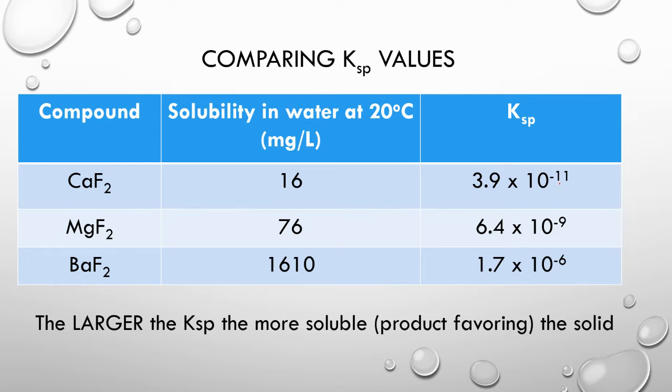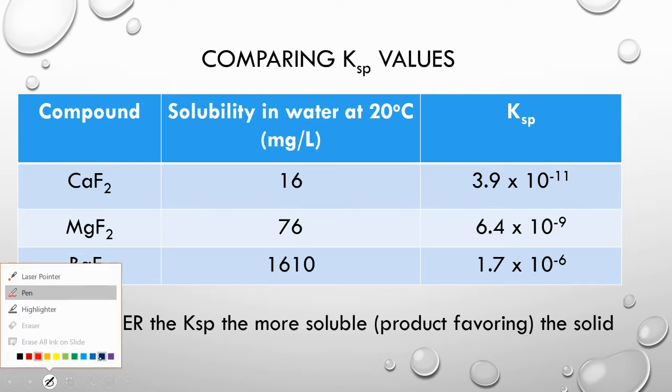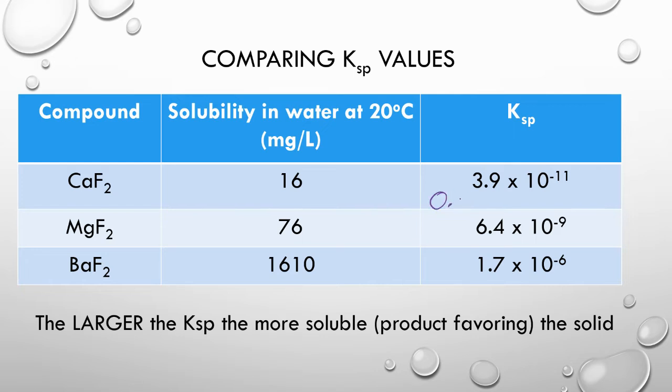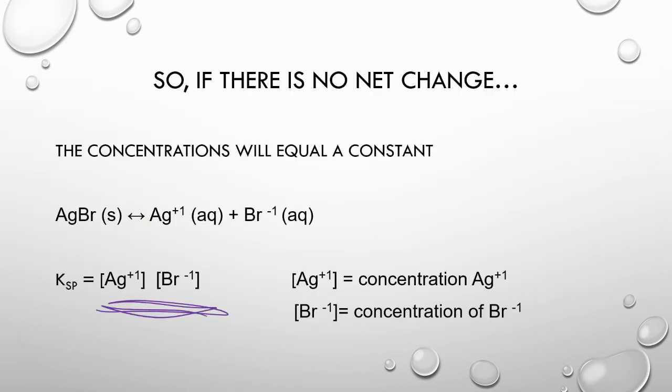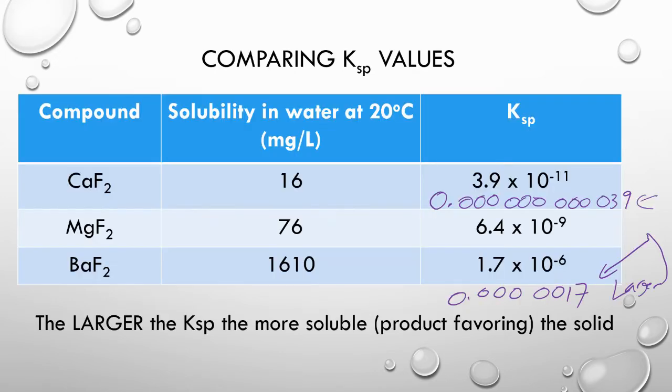And then recall, because these are negative exponents, that means this will have 10 zeros before the 3, 9, and this would have 5 zeros before the 1, 7. And therefore, this is larger than that. And therefore, BaF2, barium fluoride, will dissolve better in water than calcium fluoride because the dissociation constant, which is the product of the ions, is a bigger number.